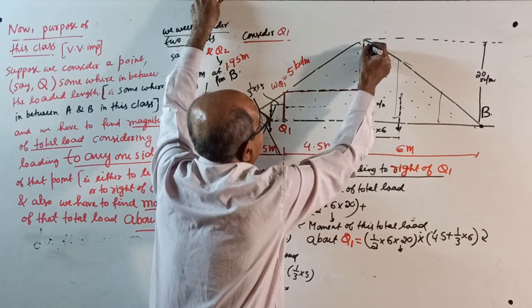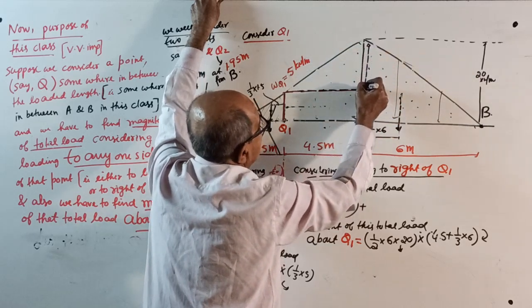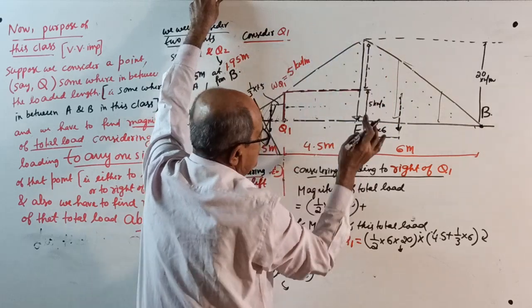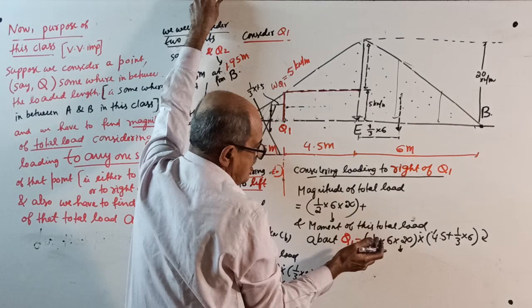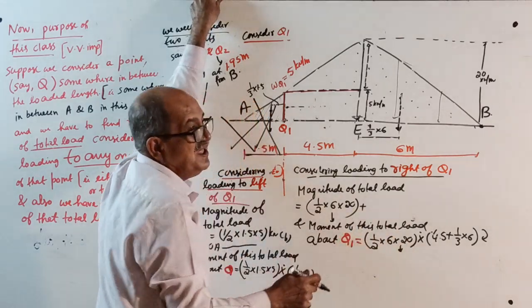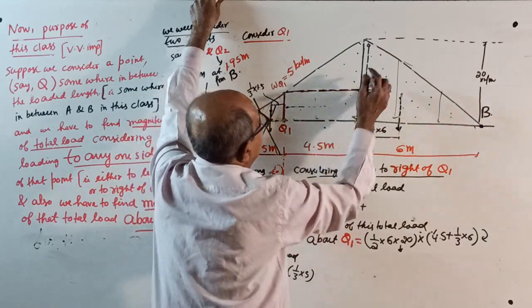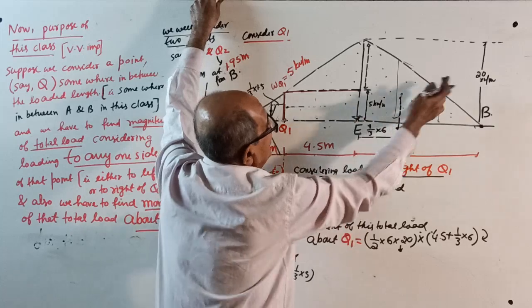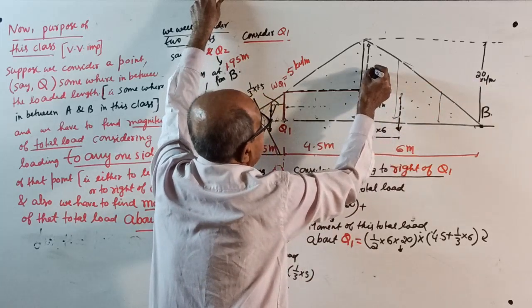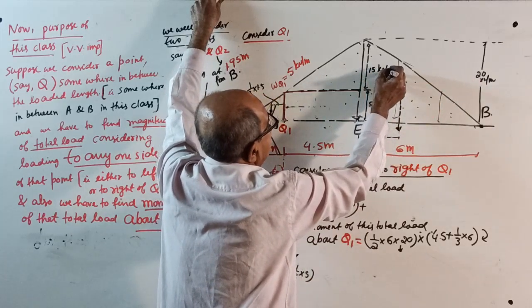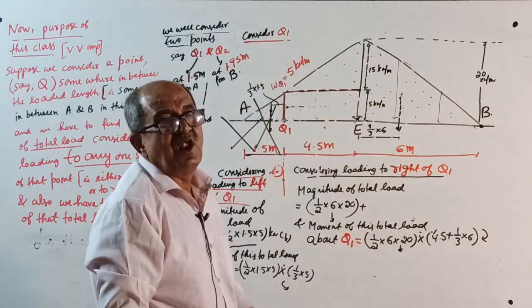This ordinate will be a pencil mark. This full is how much? Oh, I forgot the full height. Luckily I remember. Full is 20. This is 5, which means this is from 20, so 15 kN per meter. If this is not clear, the subject cannot be taught.